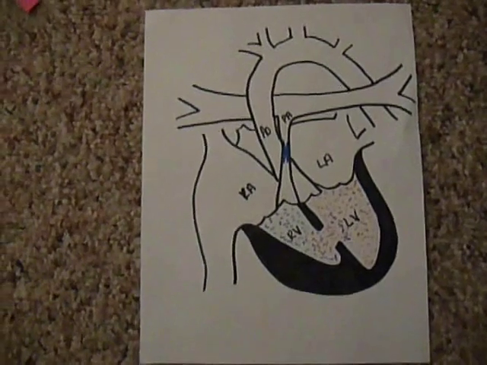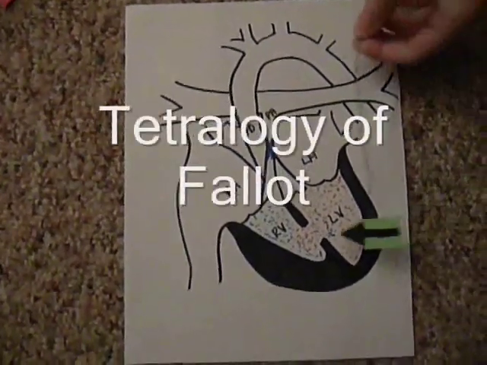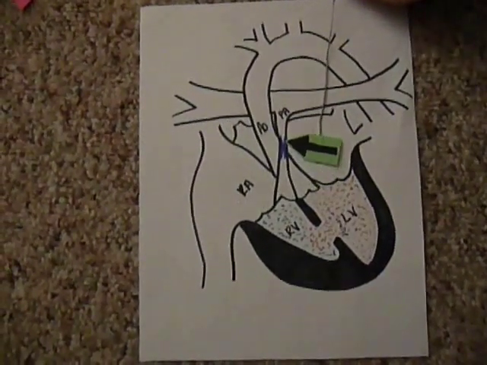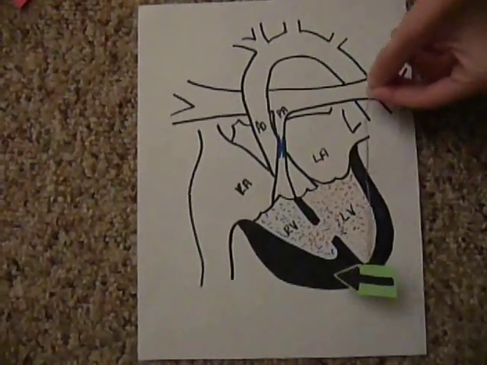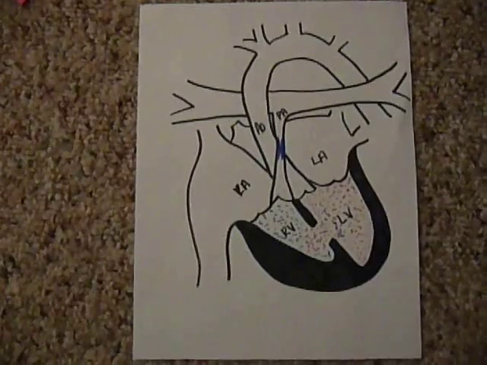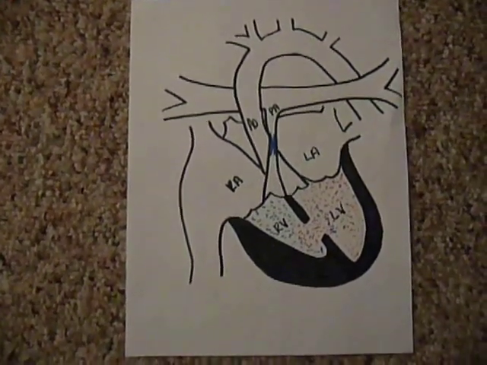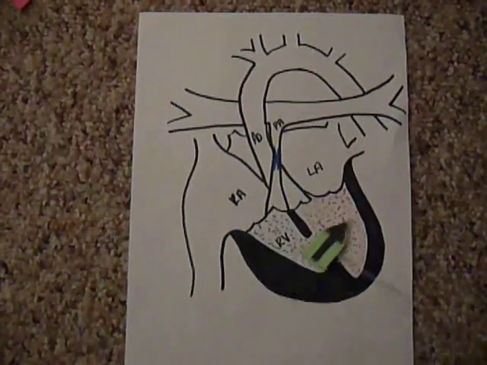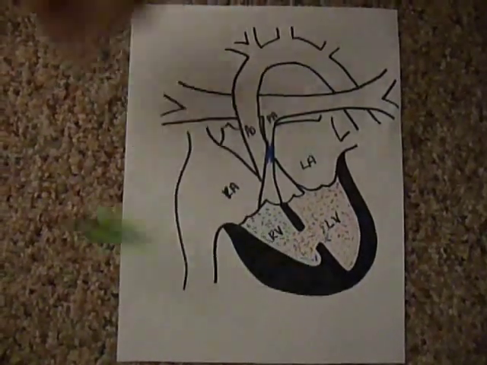Tetralogy of Fallot is a condition in which the heart has 4 defects. These defects include ventricular septal defect, pulmonic stenosis, overriding aorta, and right ventricular hypertrophy. Blood flow between ventricles is dependent on pulmonary and systemic resistance to flow. If the pulmonary resistance is higher than the systemic, the shunt is from right to left, and vice versa if systemic is higher than pulmonic.